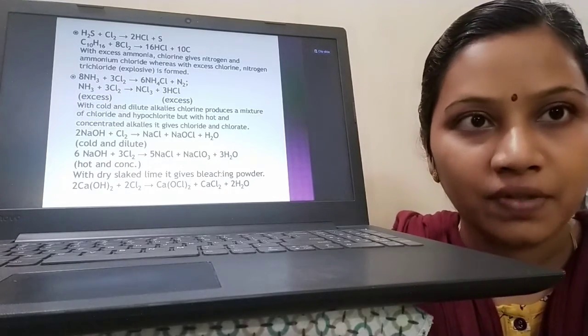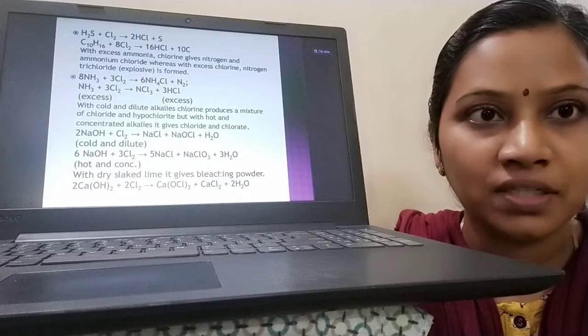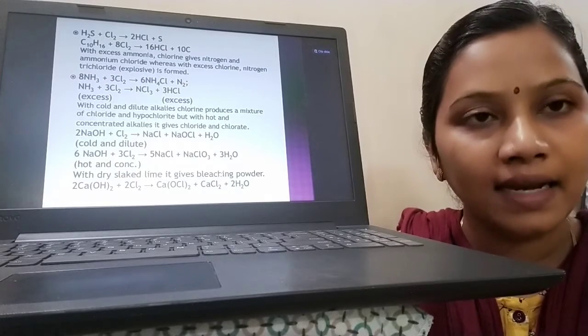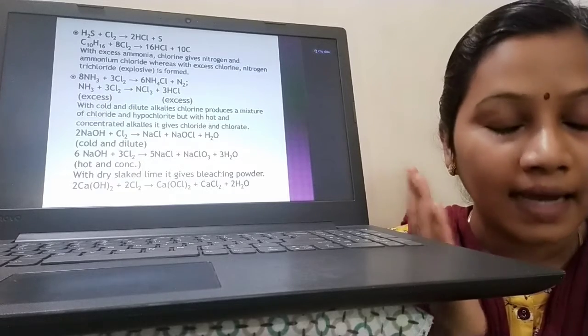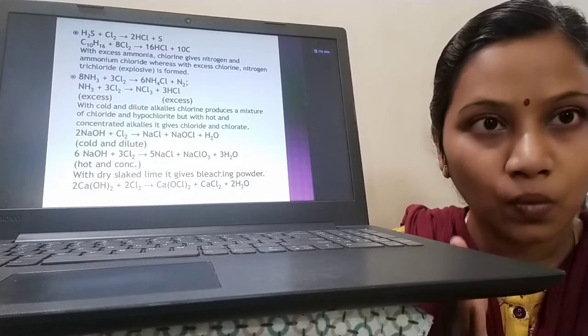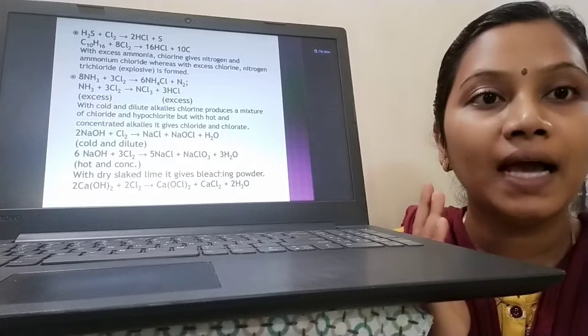Now we have seen the action with hydrogen, how they formed hydrogen halides, and how these hydrogen halides, when dissolved in water, form hydrohalic acids.